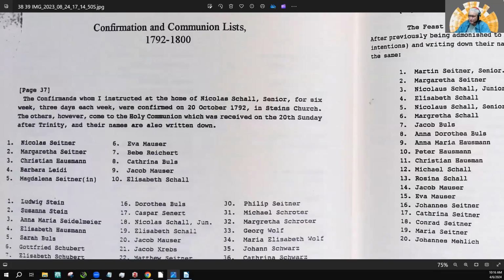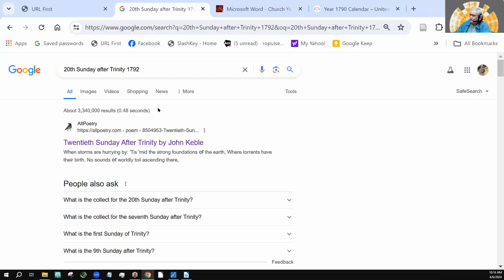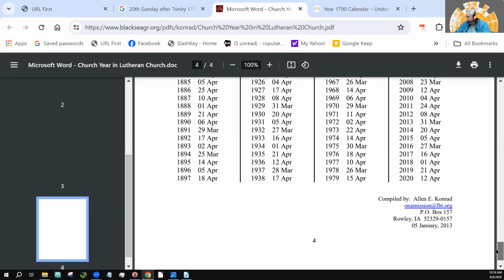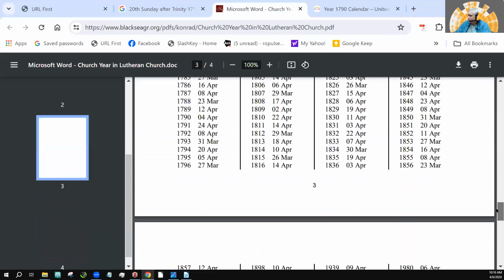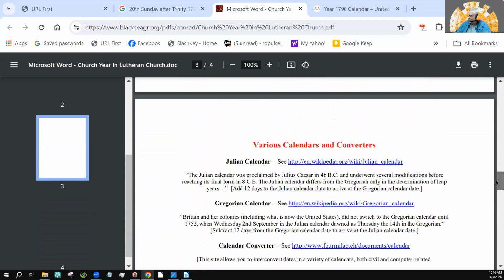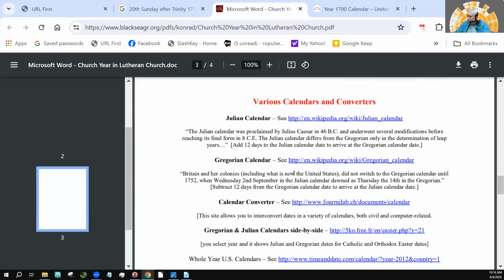What I do with this is I do a Google search. And what I did was I came up with the 20th Sunday after Trinity, right here in this Google search. And when you open this up, you get this document, Alan Korn. And first, I went to the bottom of the document so I could be sure and give him credit for what he's done here. First off, from the bottom up, he's listed all the Easter Sundays by year, which is really nice.